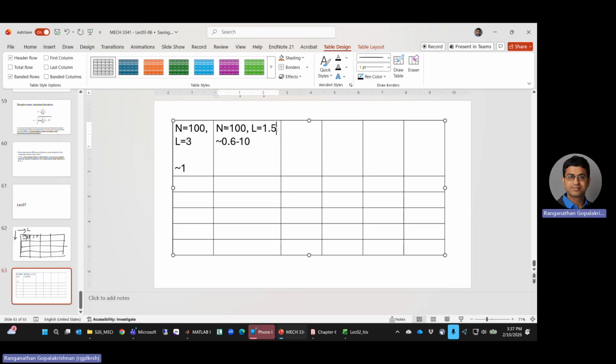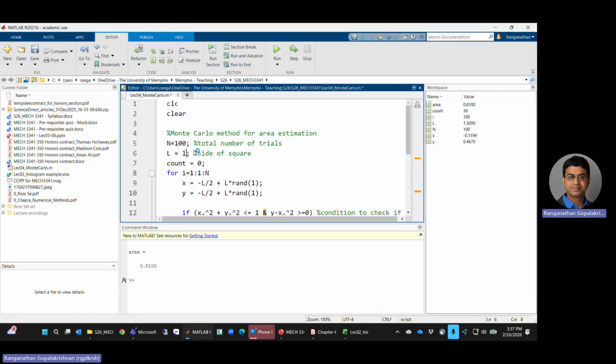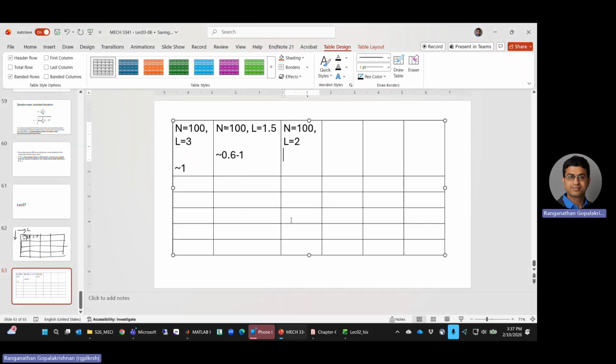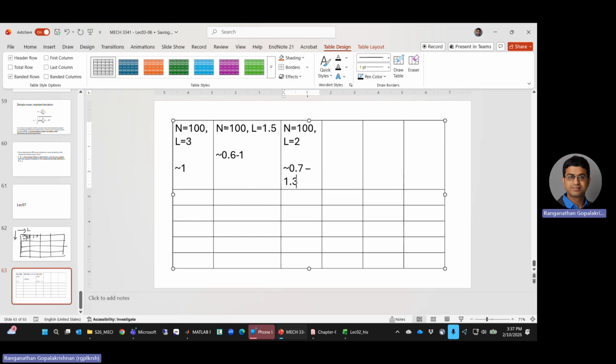Stick with me for a minute. Okay. So if you do 1.5, you get between 0.6 and 1. Now let's do n equals 100 and L equals 2. Can you change this to 2 and see what you get? So if you run this for L equals 2, you get values that are roughly distributed from 0.7 to 1.3. You get a lot of spread each time, 0.7 to 1.3.